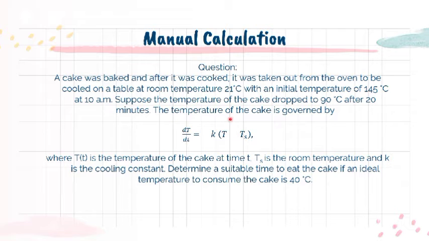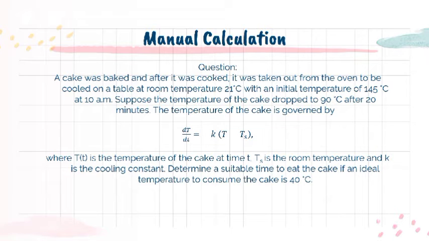The temperature of the cake is governed by dT/dt = -k(T - Ts), where T is the temperature of the cake at time t, Ts is the room temperature, and k is the cooling constant. Determine a suitable time to eat the cake if the ideal temperature to consume the cake is 40 degrees Celsius.